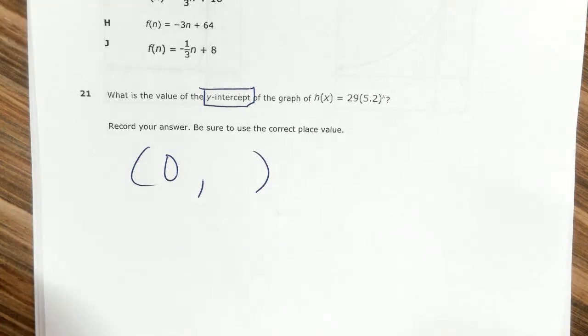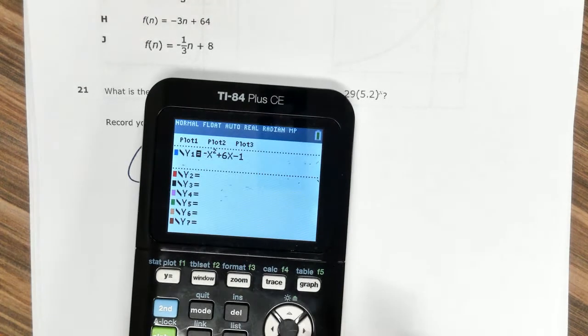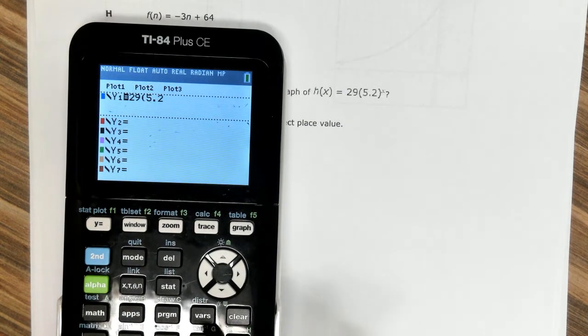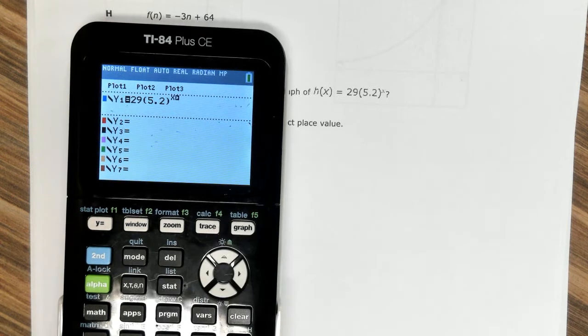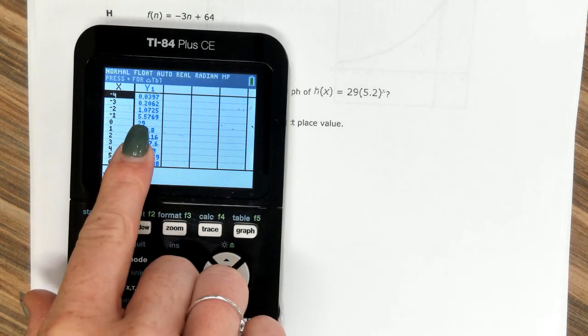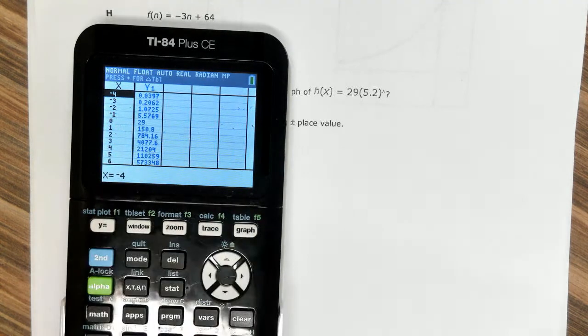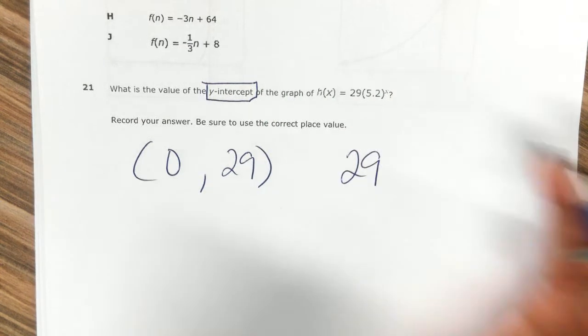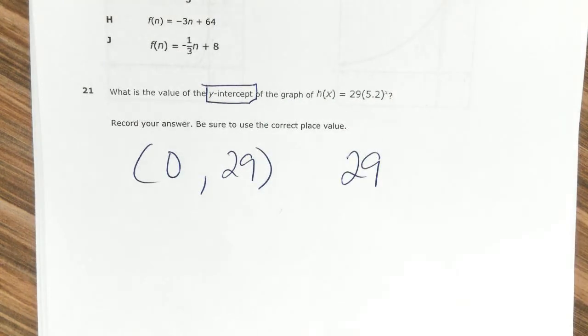That's what I did. I went to y equals. I typed that equation in, 29 open parentheses, 5.2 close parentheses to the x power. And I went to the table and I said, what is y when x is 0? Well, it's 29. So my y-intercept was 29.